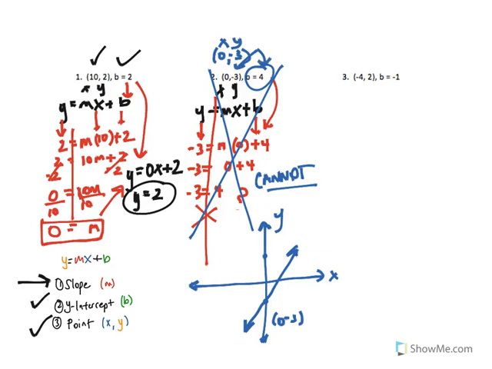Let's look at number 3. They give us a point on the line and the y-intercept, and we need to substitute in order to find the slope. So I write the equation of a line.